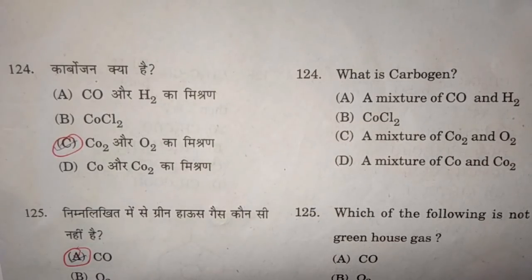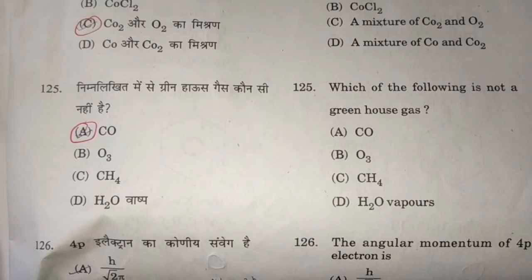CO2 is present in 70% whereas oxygen is in 30%. Which of the following is not a greenhouse gas? Option A CO, option B ozone, option C methane, option D water vapor. And the correct answer is option A carbon monoxide. So carbon monoxide is not a greenhouse gas whereas all the remaining are greenhouse gases.